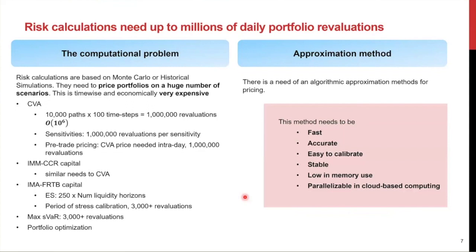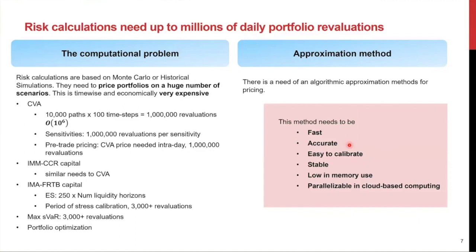So ideally, we would like to come up with approximation methods. And of course, in the industry, there have been a lot of these methods proposed recently. And the two main features that they need to have are that they need to be fast so that we come up with the metrics in a timely manner, and they need to be accurate, because otherwise we wouldn't be able to use these approximation methods to replace the calculations that we would obtain if we called our pricing functions.